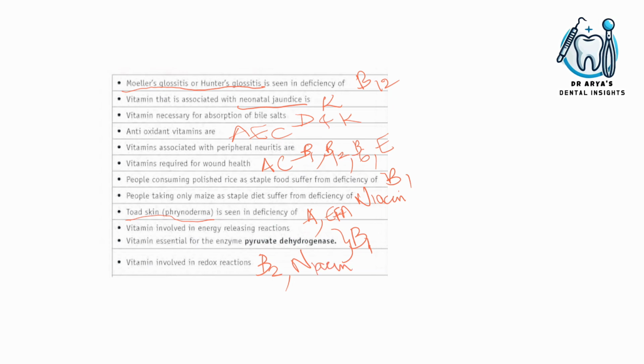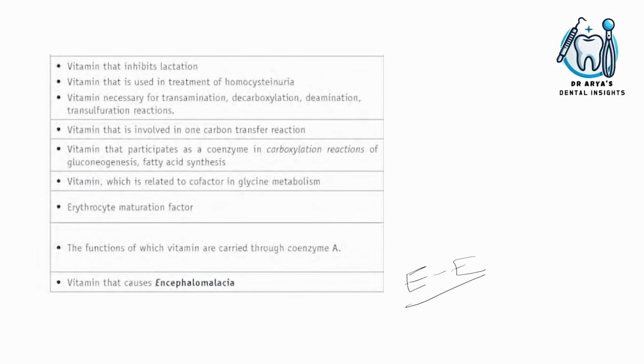Then the vitamin that inhibits lactation, is used in treatment of homocystinuria and is necessary for transamination, decarboxylation and deamination is vitamin B6. Then the vitamin involved in one carbon transfer reactions is tetrahydrofolate of folic acid. The vitamin that participates as a coenzyme in carboxylation reactions of gluconeogenesis and fatty acid synthesis is biotin.